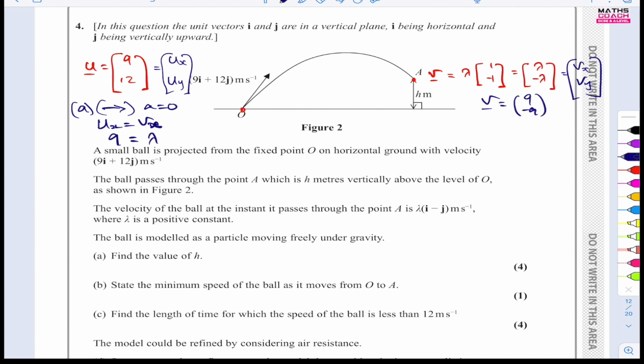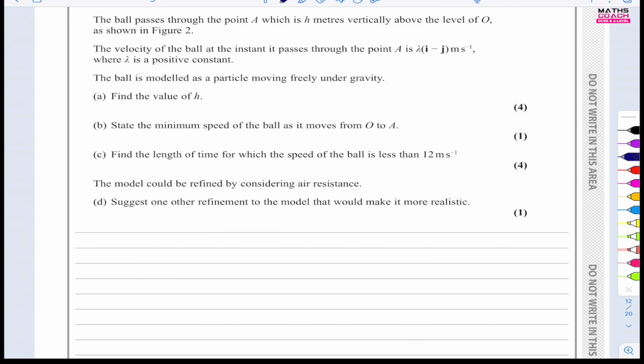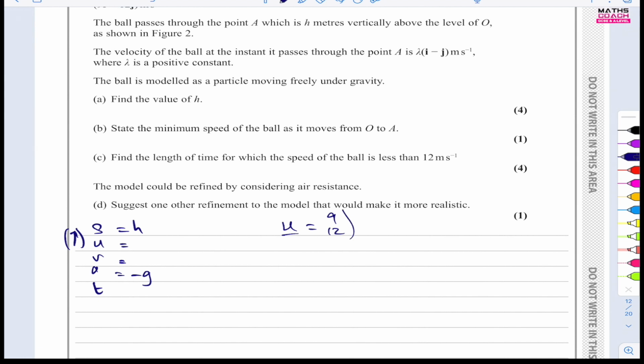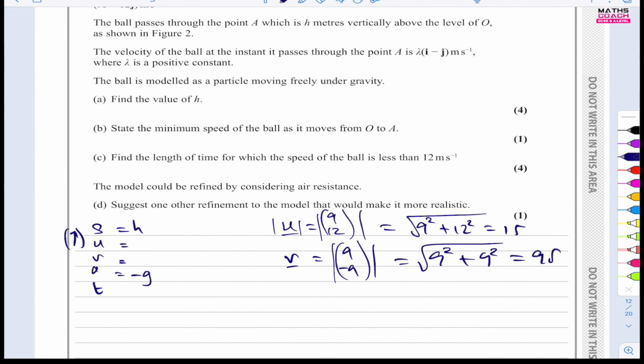If we now apply suvat in the vertical direction, so S U V A T. In the vertical direction, S is H, and we're going to work out the magnitudes of U and V. A is minus g. So U equals 9, 12. Can we work out what the speed is? 9 squared plus 12 squared. Is that 15? V equals 9 minus 9, so the modulus would be 9 squared plus 9 squared, 9 root 2. So that's 15, 9 root 2.